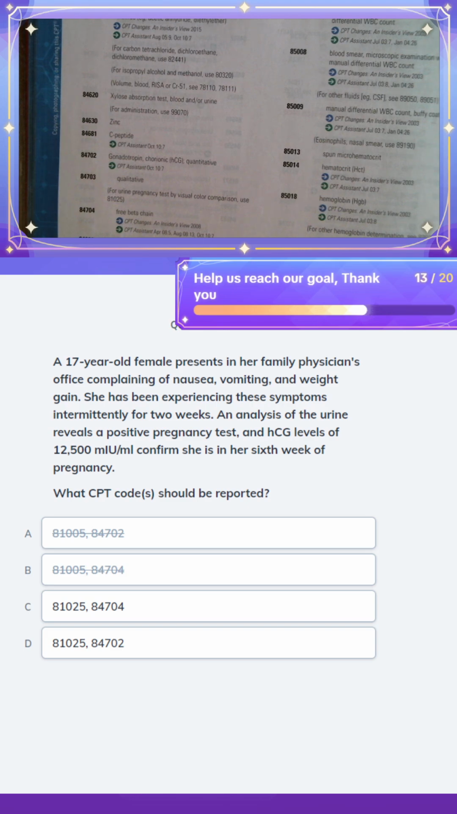Did we do a free beta chain, qualitative, quantitative? What did we do for this one? Anybody want to take a guess? What do you think the answer is?